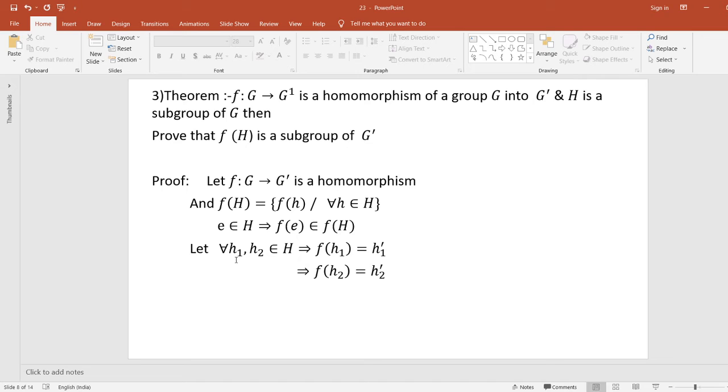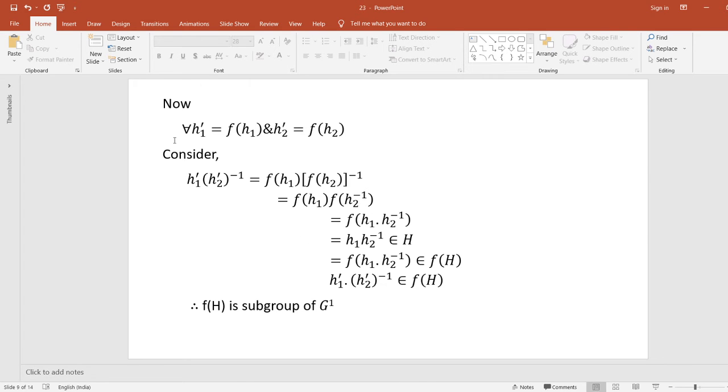Next, consider two elements h1 and h2 belonging to H. Then f of h1 is equal to h1 dash and f of h2 is equal to h2 dash. So here we consider h1 dash and h2 dash, two elements from f of H. Then h1 dash into h2 dash whole inverse is equal to f of h1 into f of h2 whole inverse. We can write this because, using the theorem, f of a whole inverse is f of a inverse also. And we can write this as, using f is homomorphism, f of h1 into h2 inverse.